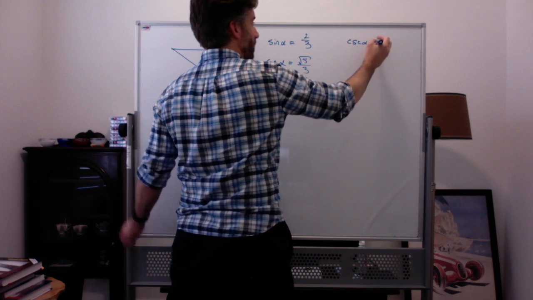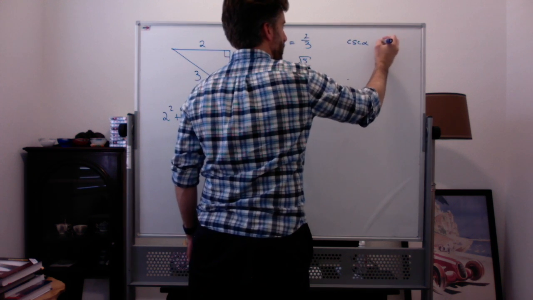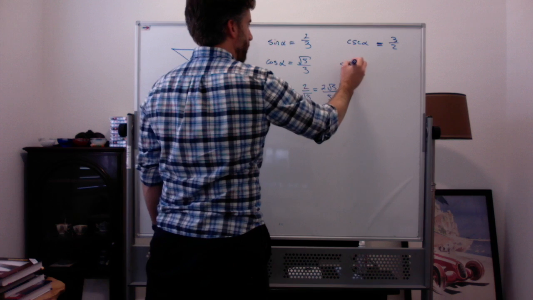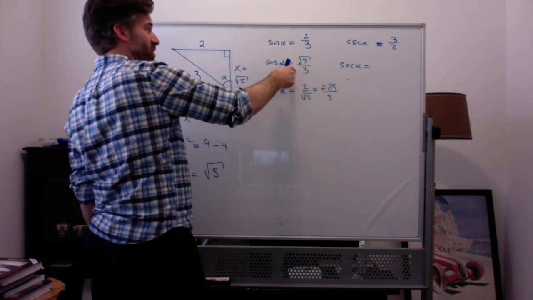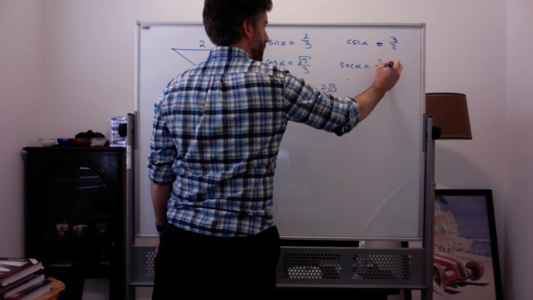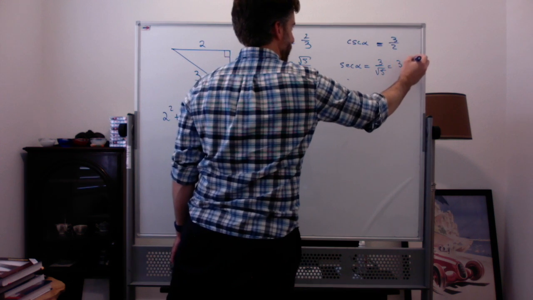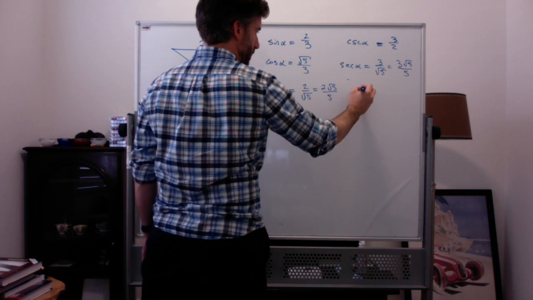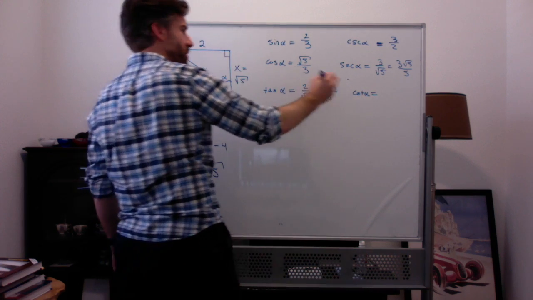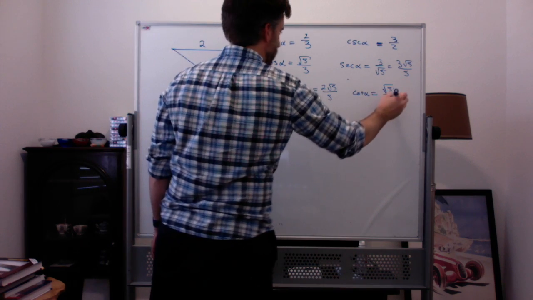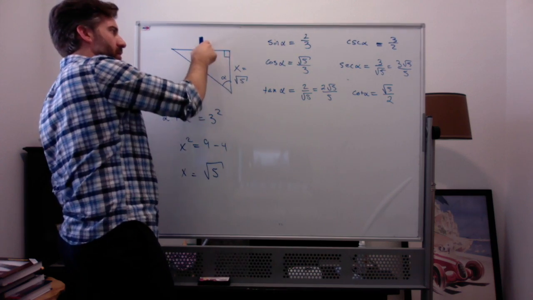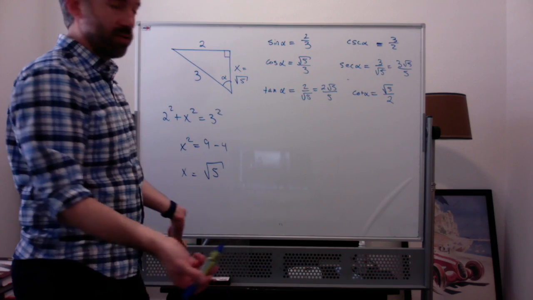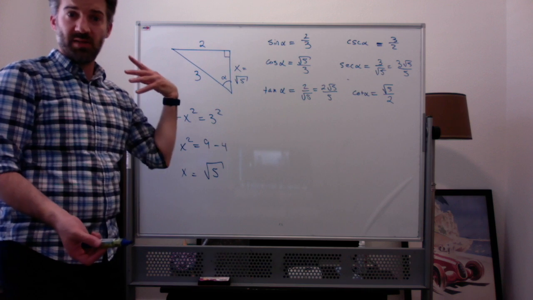Cosecant of alpha, I'm not even looking at my triangle, I just know it's 3 over 2. I could look and say, oh yeah, cosecant is hypotenuse over opposite. Secant of alpha is going to be the reciprocal of cosine, which is 3 over root 5, which rationalizes as 3 root 5 over 5. Finally, the reciprocal of tangent of alpha is going to be cotangent of alpha, which is going to be root 5 over 2. Or you could look at the triangle and say cotangent of alpha is adjacent over opposite, which is root 5 over 2. So that's how you find the trig functions of angles in right triangles. And sometimes you have to find an unknown side using the Pythagorean theorem.